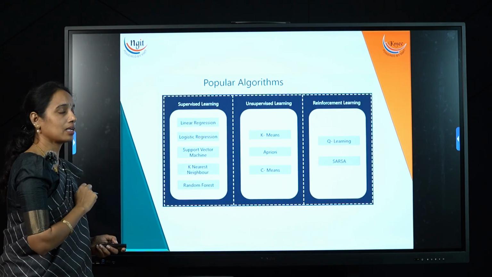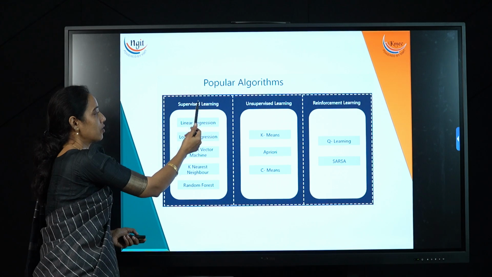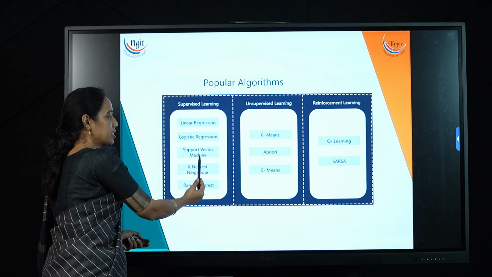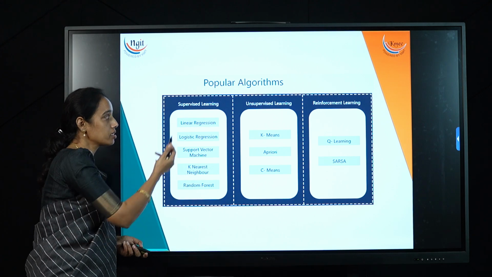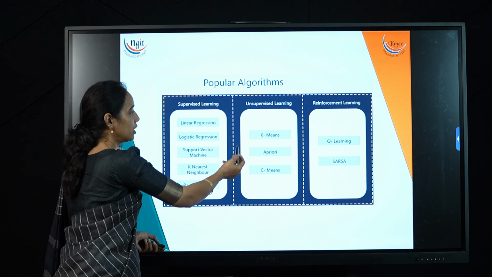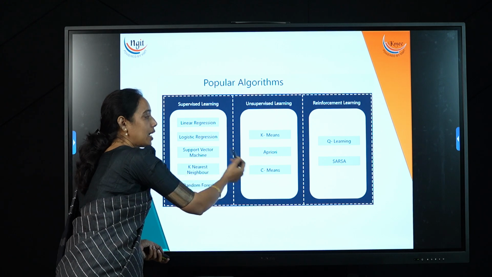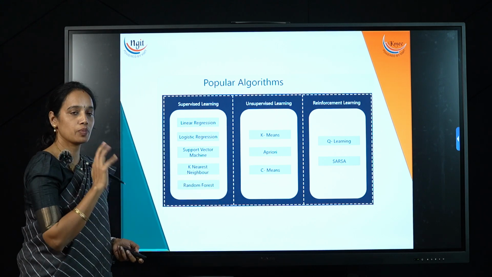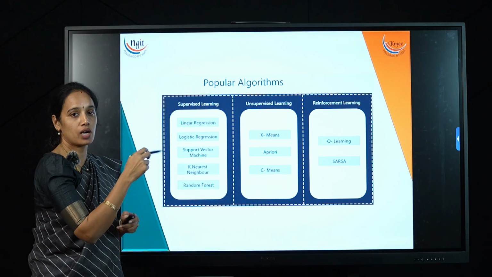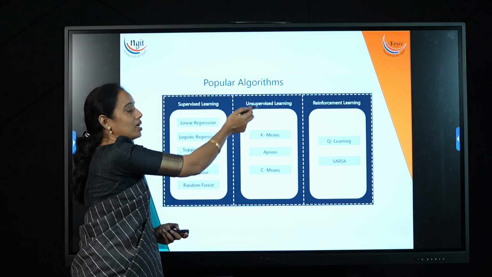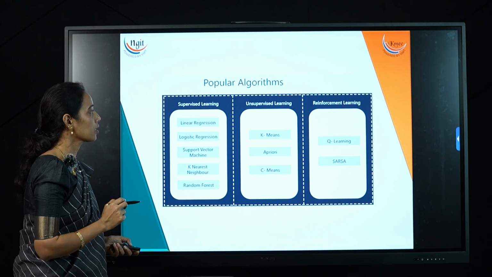Then the popular algorithms. Coming to supervised machine learning, we have linear regression, logistic regression, SVM support vector machine, K nearest neighbors, and random forest. Whereas coming to the unsupervised, we have three algorithms like K means, Apriori, and C means. And coming to reinforcement learning, we have two. One is Q learning, one is SARSA, that is state action reward state action. So these are the two popular algorithms that come under reinforcement learning.